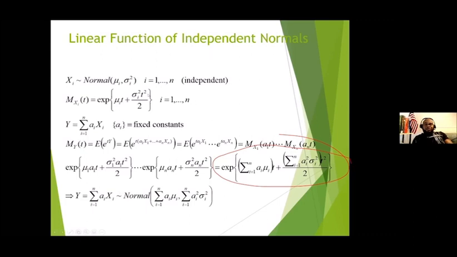Is there anyone who wants to ask a question or who needs clarification on how I derived my moment generating function and the distribution of the sum of the random variables, where each of them follows a normal distribution and they are independent? Is there anyone that needs more clarification on this page?